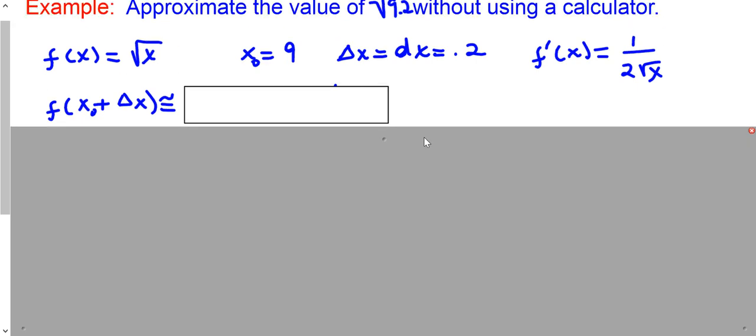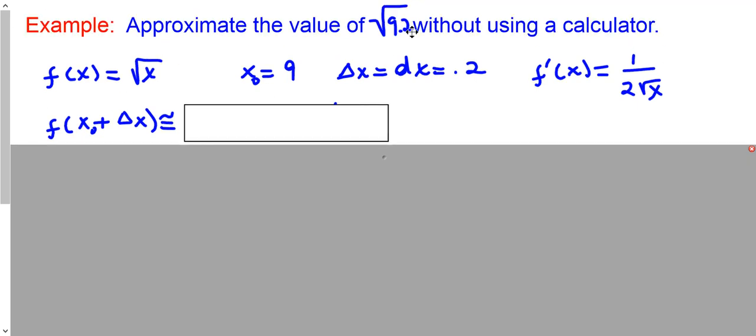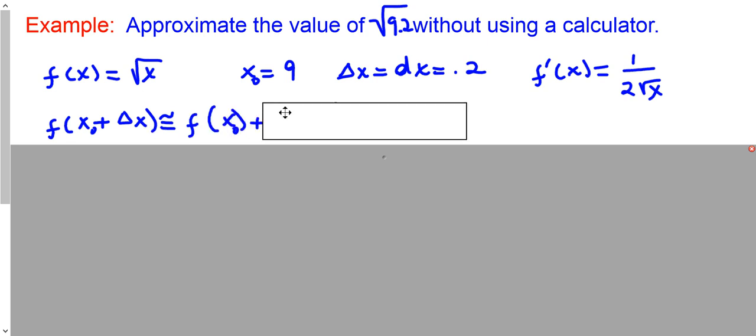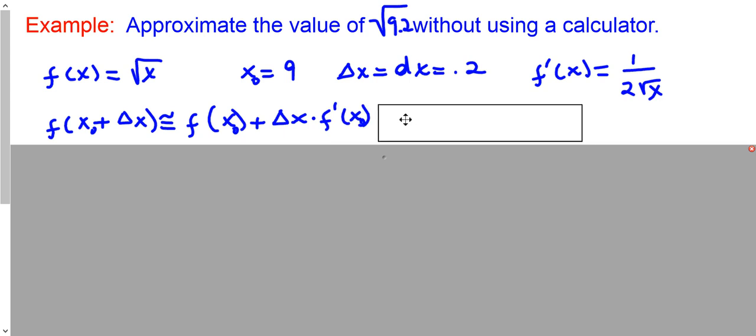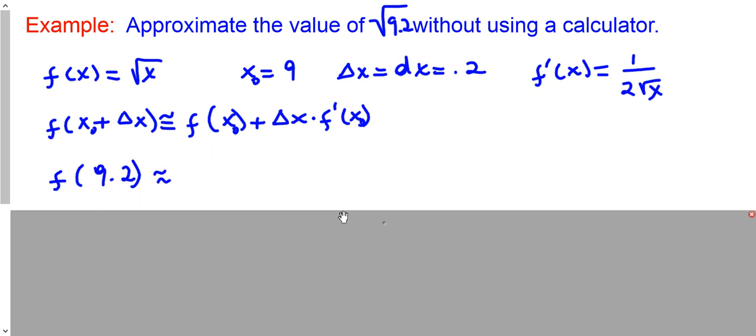So we want to know the square root of 9.2. So our delta x is 0.2. What was the formula from the previous page? If you want to know what happens to the function when you move a little bit away from it, first you write down what you know at the center, at that given point x sub 0, and you add to it f prime of x times dx. So in this case, dx or delta x we're using interchangeably, and f prime of x sub 0. So this is the formula from the last page, and let's just plug in our values.